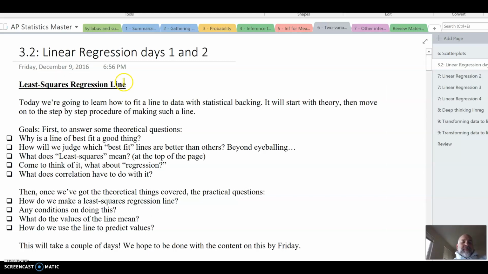This topic is the least squares regression line that you see here, and we're going to learn how to fit a line to data, how to make a line of best fit in a statistical method, not just guesstimating it. And it's going to start off with some theoretical things.